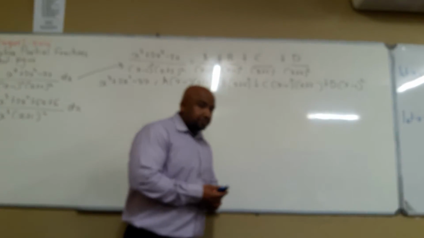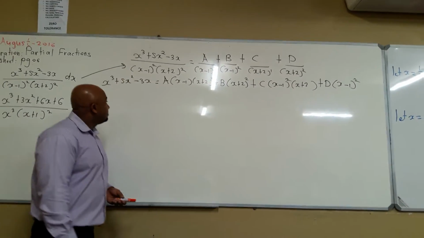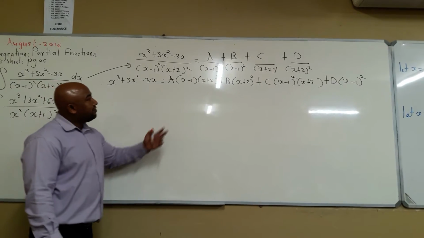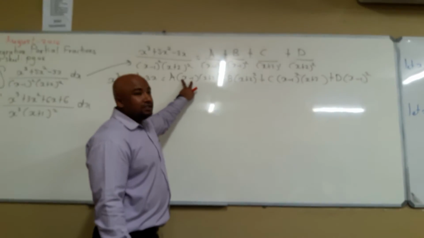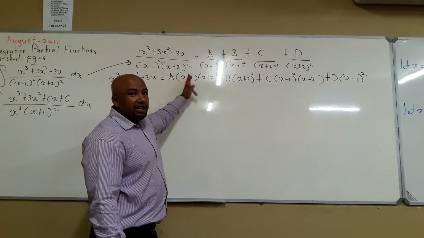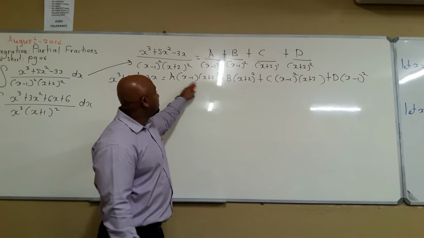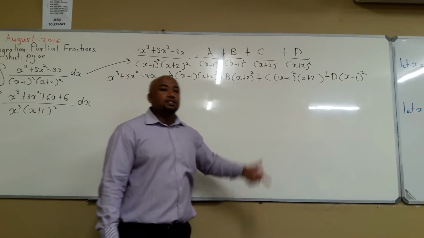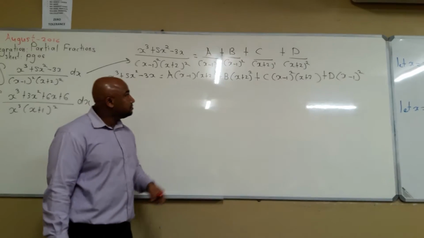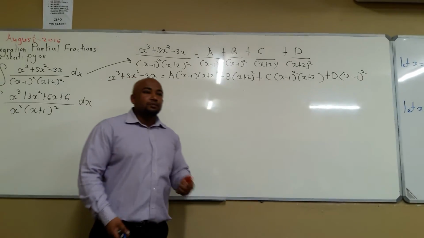Now we can use substitution because we have values here. We look at this factor. We can substitute a value that will result in the factor and everything multiplied by that factor being 0. What is that number? 1.